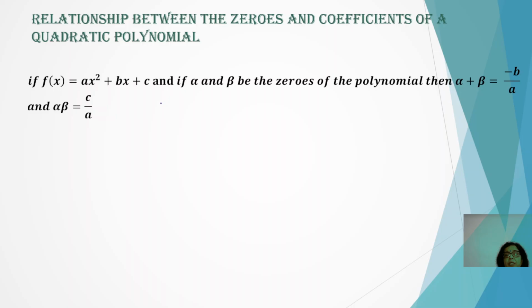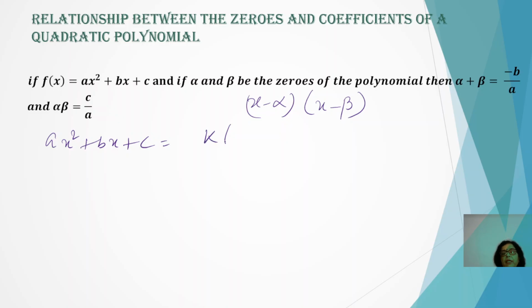So ax squared plus bx plus c is the polynomial, and if alpha is a zero, x minus alpha can be one factor. If beta is a zero, then x minus beta is another factor. So the polynomial ax squared plus bx plus c can be written as k into (x minus alpha) into (x minus beta). Here k is the constant, and we take the help of the constant over here to equate these two expressions, because we do not know the value of either this expression or these zeros over here. So in order to equate them, we need to take the help of a constant k.